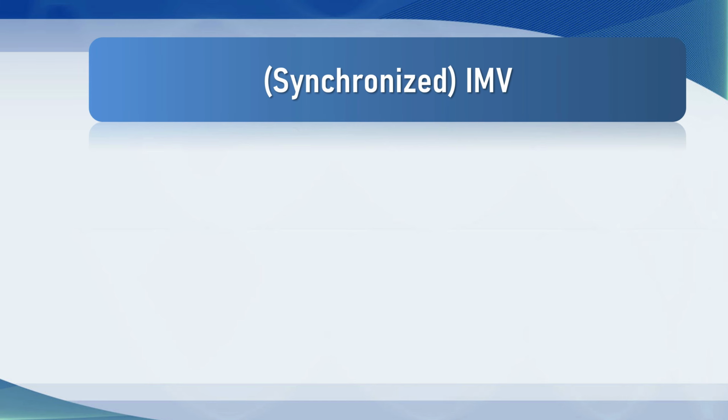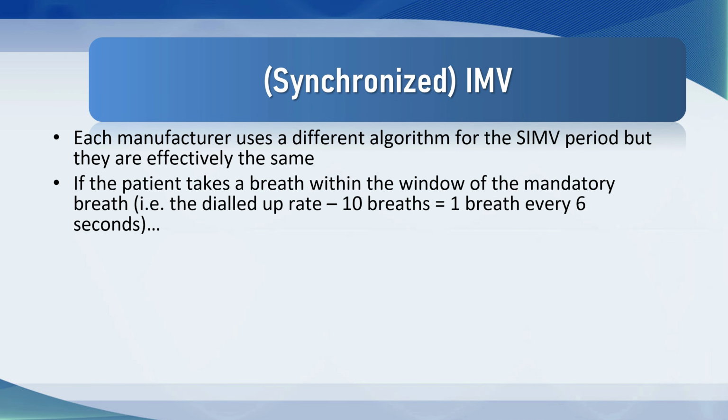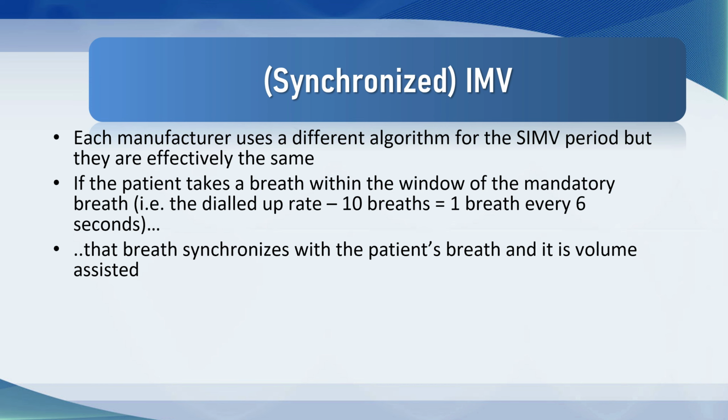Well, there's more to SIMV than meets the eye. Every manufacturer has a different algorithm for what the SIMV period is. This is the window in which the patient can take a breath or will get a mandatory breath, but they're effectively the same. And it might be 5 seconds on one machine, or a proportion of the I to E ratio on another machine, or a proportion of the minute. It really does vary, but essentially within this window, the ventilator waits and waits and waits to see if the patient takes a breath. And if they don't take a breath, then the machine delivers a breath.